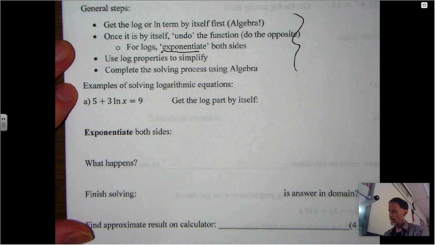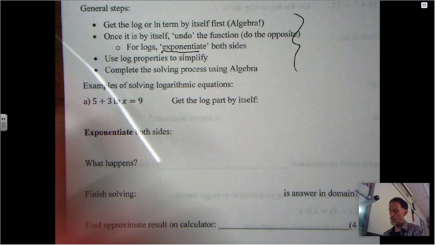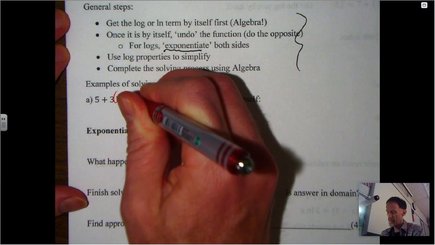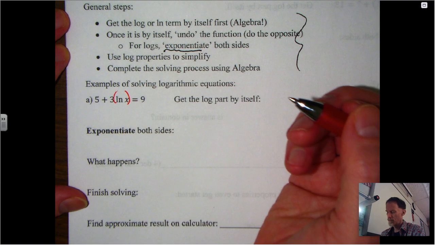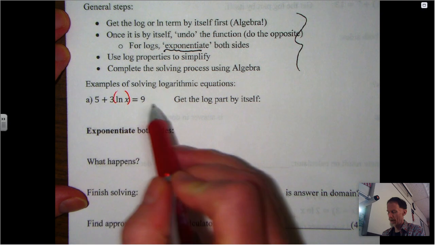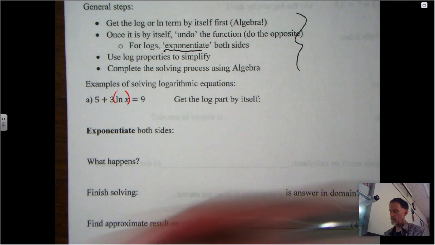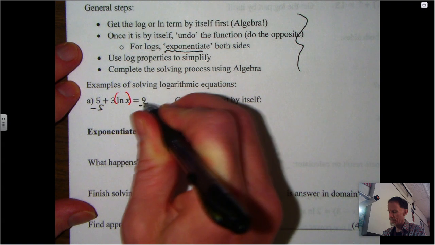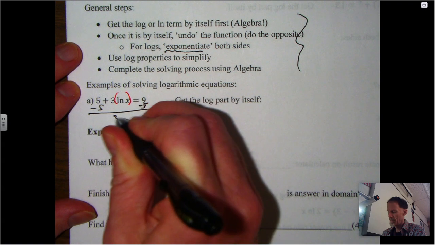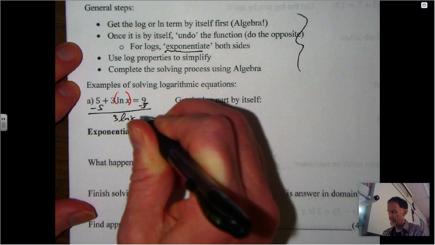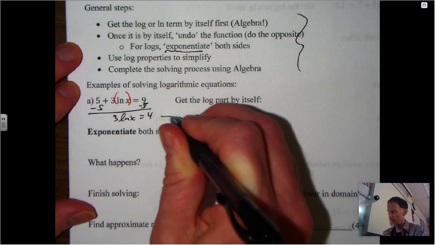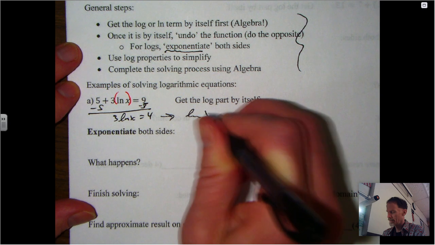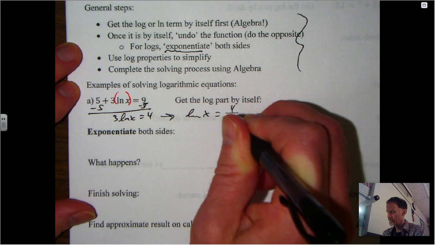So first example, again, we want to isolate the log piece so it's by itself. So how do we do that? We're going to subtract 5 first, and then we'll divide by 3. If we subtract 5 from both sides, we have 3 ln x equals 4, and then divide by 3 on both sides. So we'll have ln x equals 4/3.